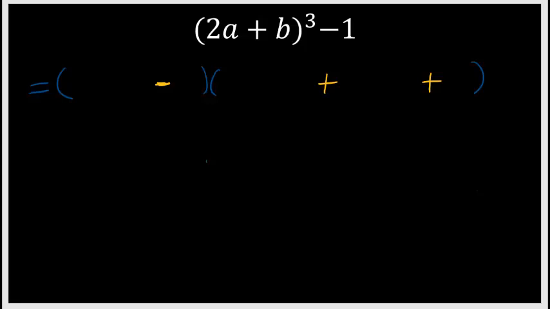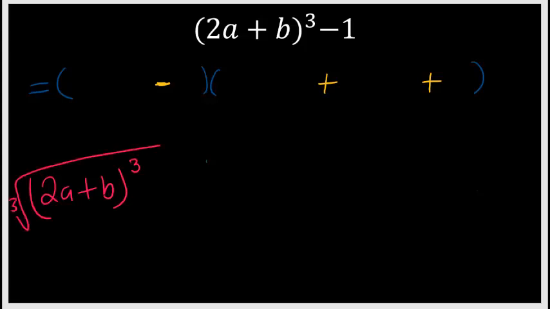2a, we are literally saying (2a plus b) cubed, cube root. So we're going to cancel the cube root with that, and we're left with this. So we have 2a plus b. And the cube root of 1 is going to be 1. So that is our first bracket.